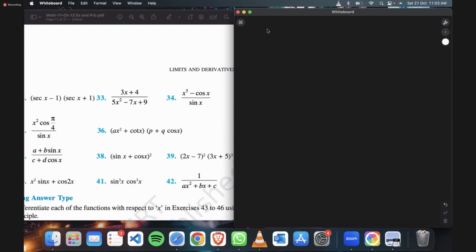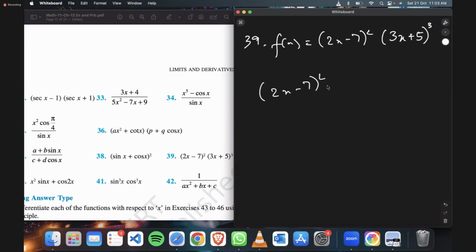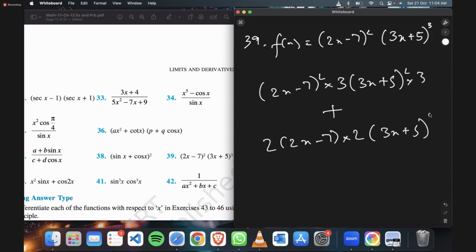Question number 39. In 39, f(x) I'll be having: (2x minus 7) square multiplied with (3x plus 5) cube. Alright. So I'll just apply the chain rule here. (2x minus 7) square times 3 (3x plus 5) square times 3, plus 2 (2x minus 7) multiplied with (3x plus 5) cube. Okay, so now I'll just simplify it.